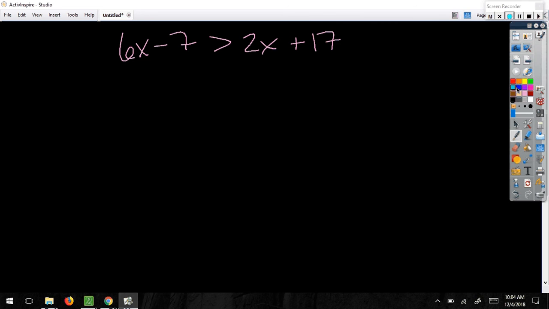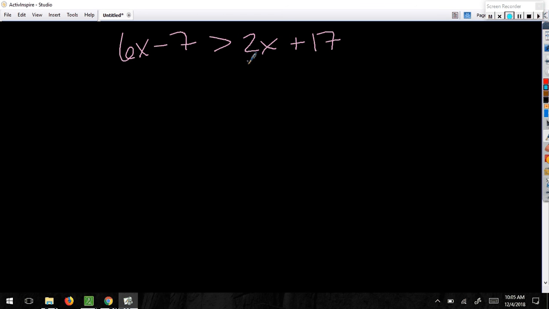All right. Which one should we move? 2x. Why 2x? It's the smaller of the two. Remember we talked about it's generally easier to move the smaller one. You don't necessarily have to, but it's generally easier. So I'm going to move it. How do I move 2x? By subtracting 2x from both sides.